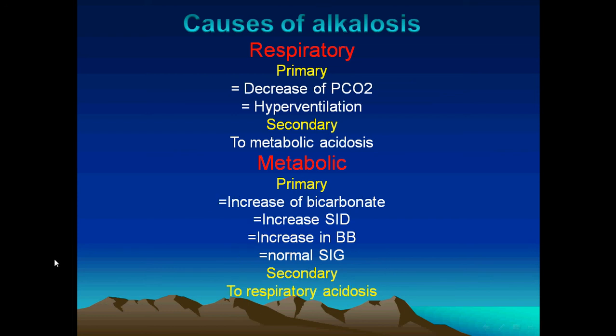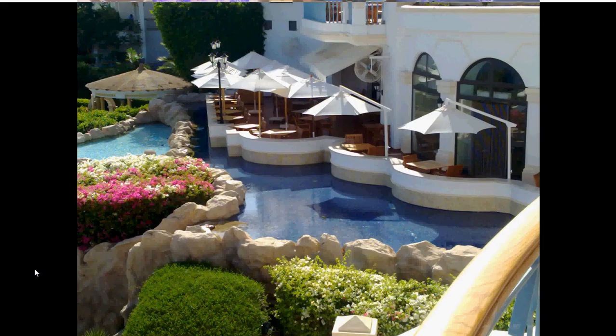secondly due to respiratory alkalosis. Alkalosis means a decrease in the acid itself and an increase in the OH. This may be respiratory due to decrease in the carbon dioxide, primarily due to hyperventilation, or secondary due to metabolic acidosis. Metabolic alkalosis may be primary due to increase in bicarbonate. This may be associated with increase in strong ion difference, increase in the buffer base, or normal strong ion gap, but may be secondary due to respiratory acidosis.